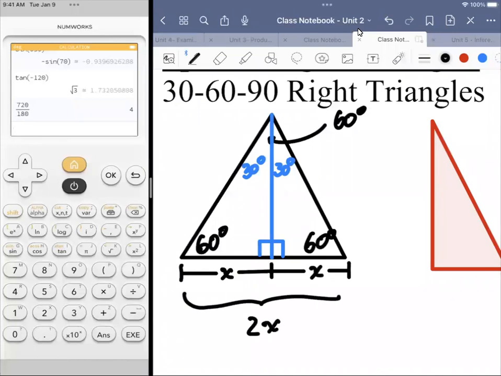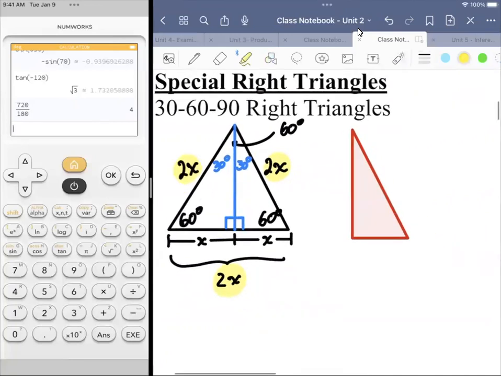All sides in an equilateral triangle are congruent. So if this side is 2x, this side has to be 2x. This side has to be 2x. All right. All the angles are congruent, but also the sides are congruent.